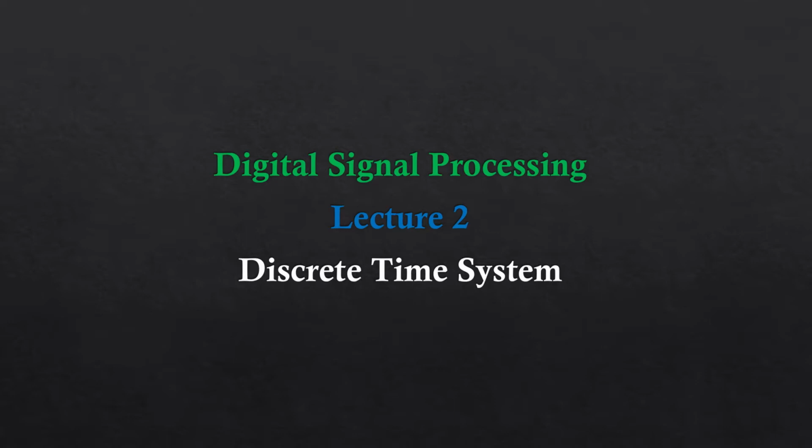In this lecture we will study about the discrete time systems. So we will study about the various types of discrete time systems like memoryless system, linear system, time invariant system and causal system. Then we will understand about the stability of a discrete time system. So let's proceed.